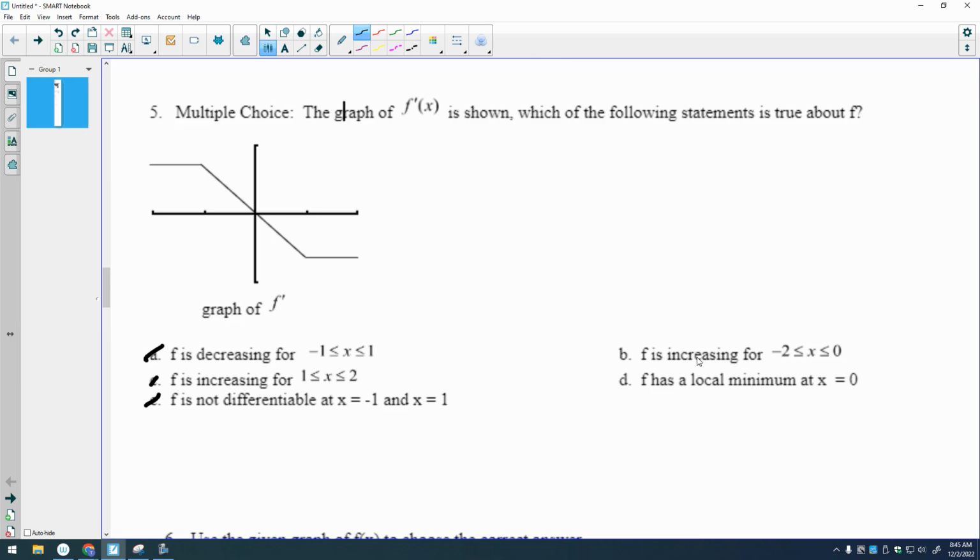Question B. F is increasing from negative 2 to 0. F is increasing, which means my derivative is positive from negative 2 to 0. Correct. This one looks right. Let's just double check. F has a local min at 0. F is increasing on this side because my derivative is positive. F is decreasing on this side. It's not a min, it's a max. Answer B is correct.